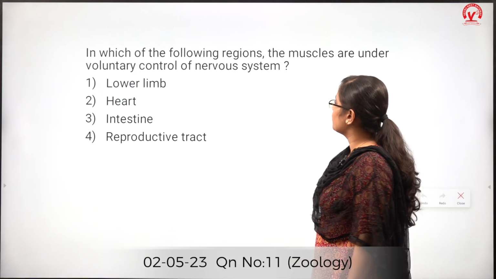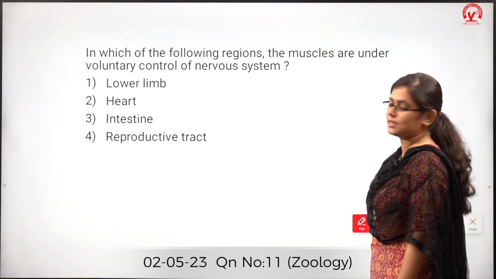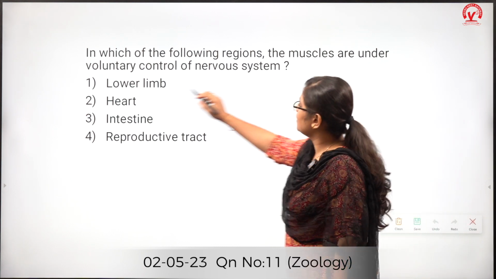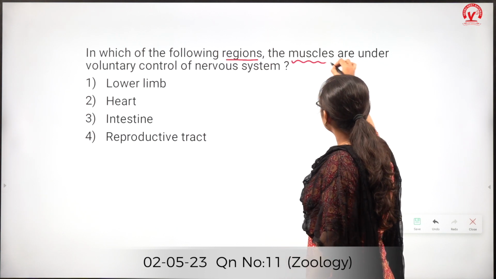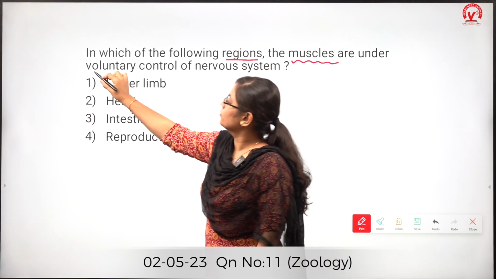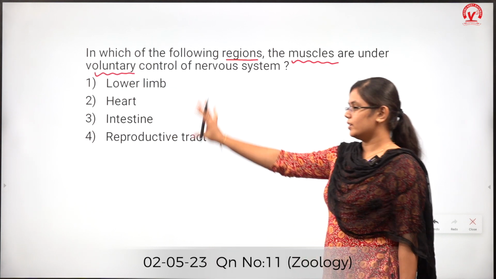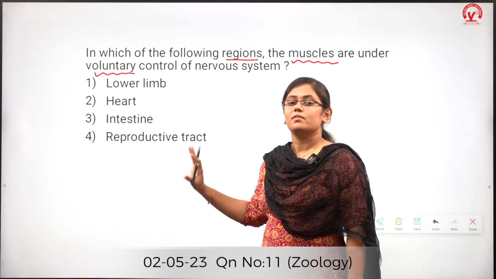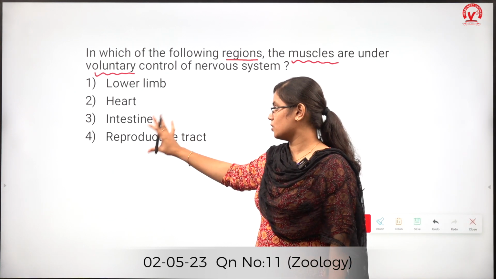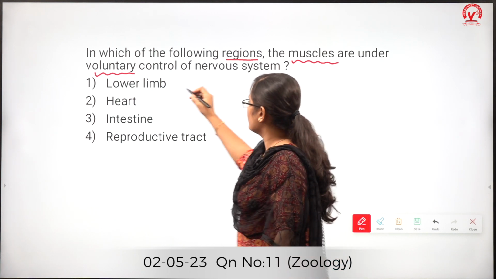In which of the following regions the muscles are under voluntary control of the nervous system? So, I am reading it again. In which of the following regions the muscles are under voluntary control of the nervous system? So, they have given regions of the body. So, we have to find out which of the muscles of which of the regions are under voluntary control of the nervous system.